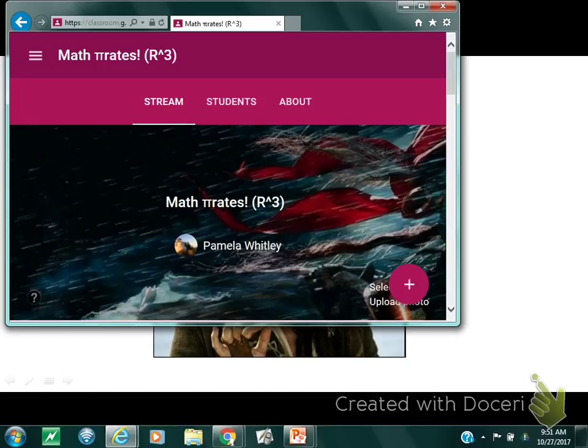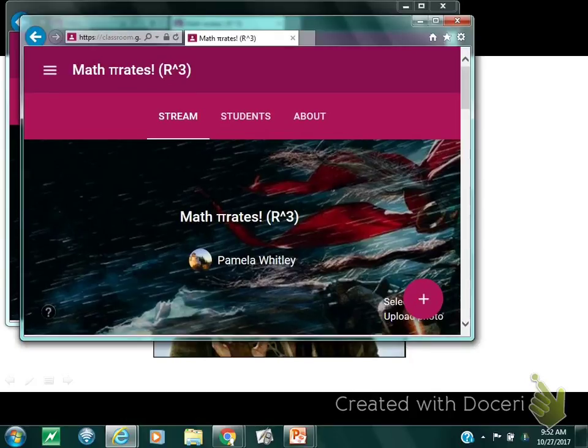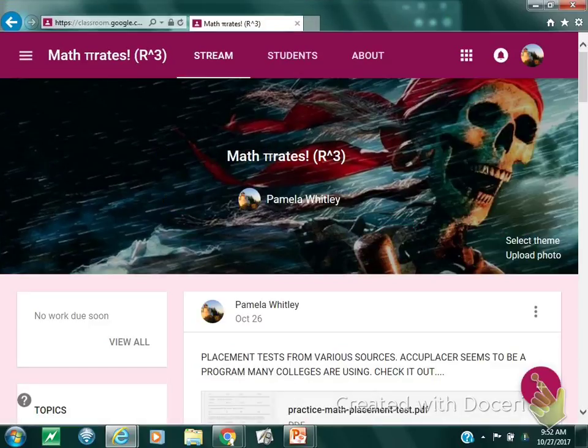So, remember, this is our math pirates. This is our little classroom, our Google Classroom. It's not showing the whole screen, which is sad, because there we go. Isn't that cute?